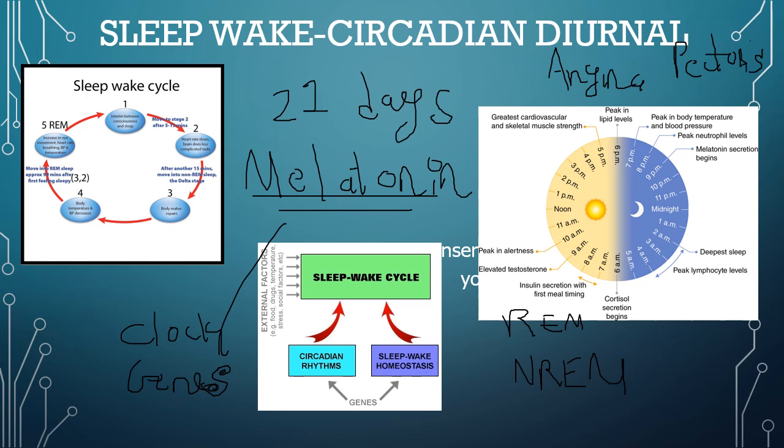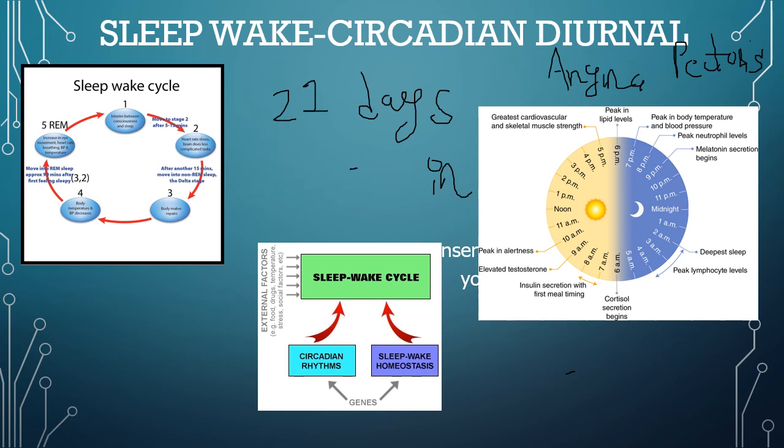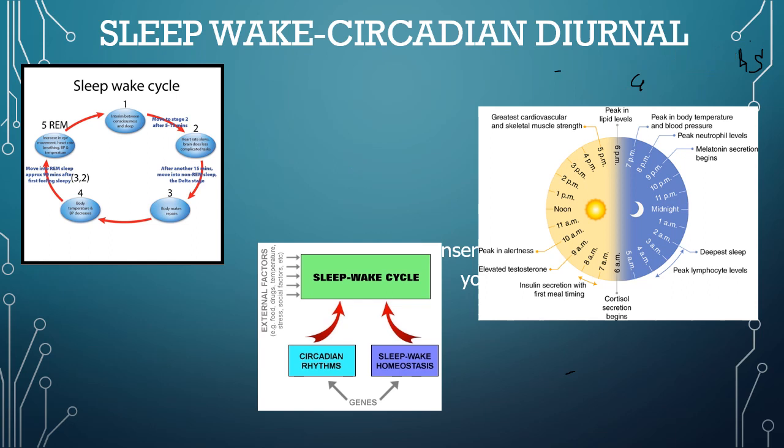So these are a few of the reasons that the sleep-wake cycle or the circadian rhythm or the diurnal rhythm is important. So basically the sleep-wake homeostasis and the circadian rhythm are responsible for your sleep. And there are certain other external factors as well, like the environment or the temperature of the environment, the surroundings, and there are many other factors that govern it.